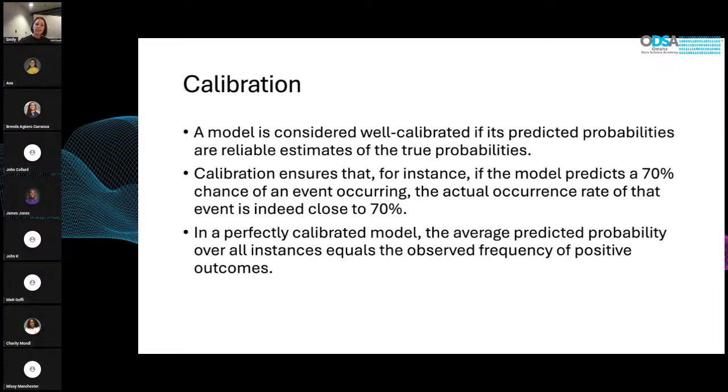So in a perfectly calibrated model, the average predicted probability over all the instances equals the observed frequency of positive outcomes. That's what I was saying about the fraud thing. Our observed frequency of positive fraud outcomes is 2%. In our perfectly calibrated model, the average predicted probability over all instances should equal 2%.